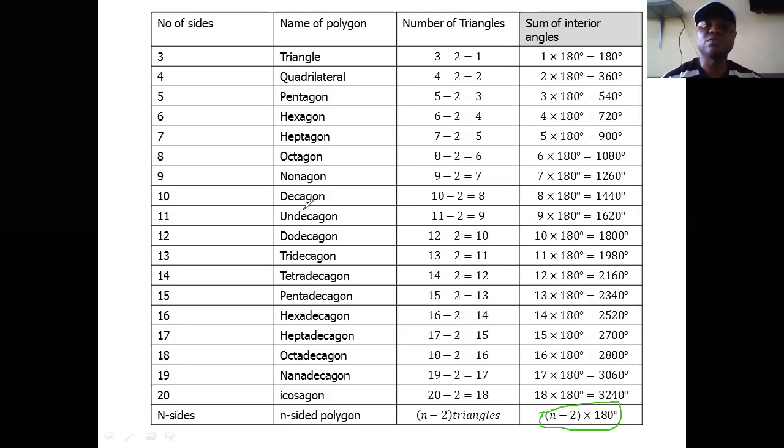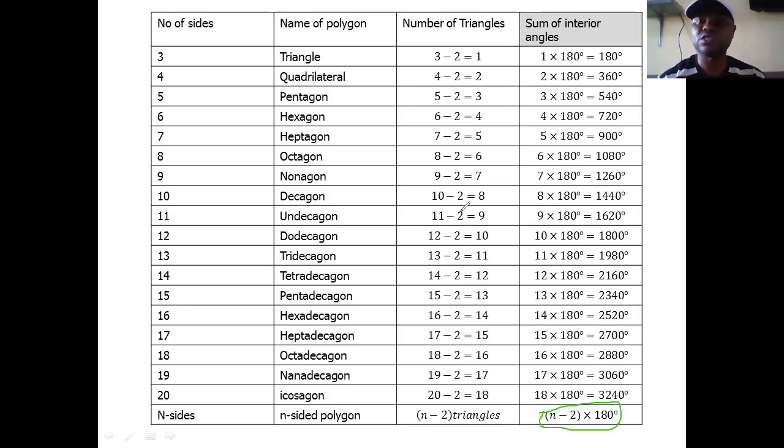I know some of you are familiar with triangle up to decagon. From 11, we have undecagon, dodecagon, tridecagon, tetradecagon, pentadecagon, hexadecagon, heptadecagon, octadecagon, nonadecagon, and then we have icosagon. So please take note of the pattern in this table.